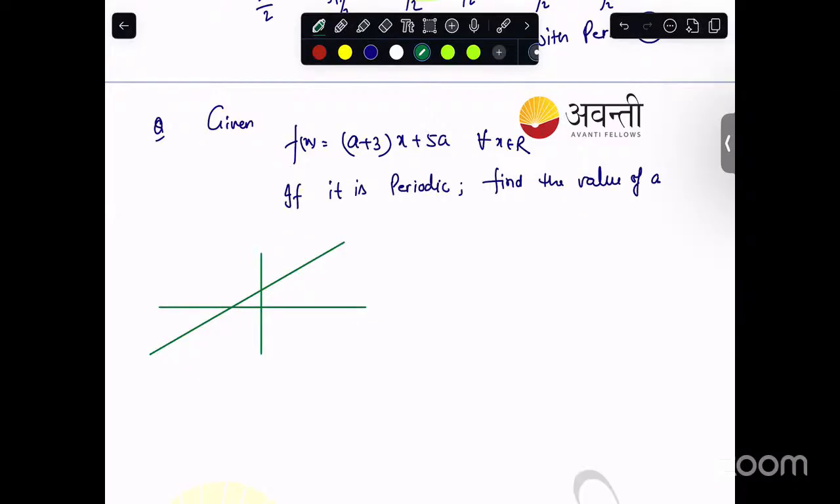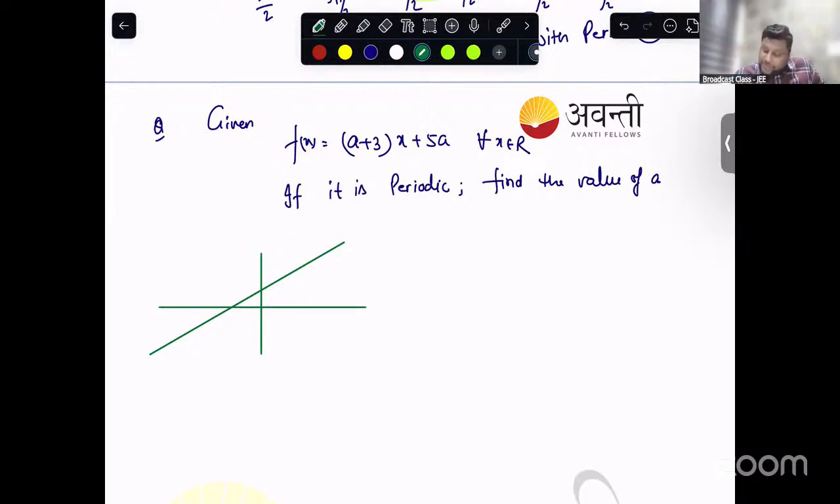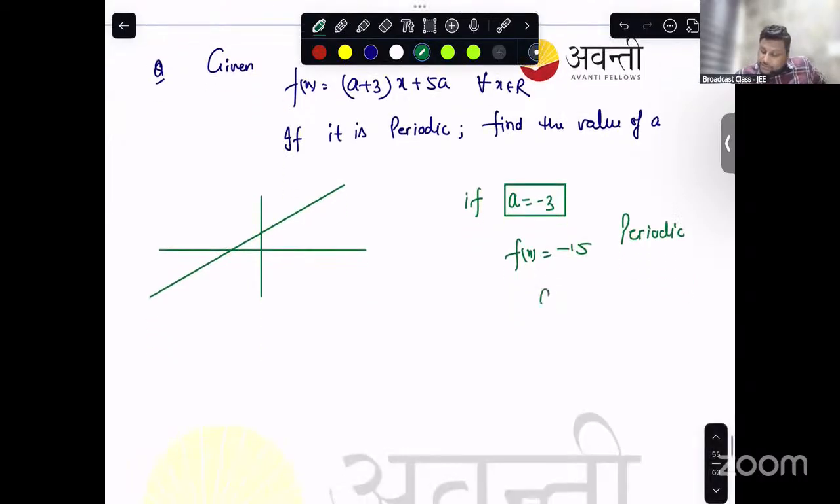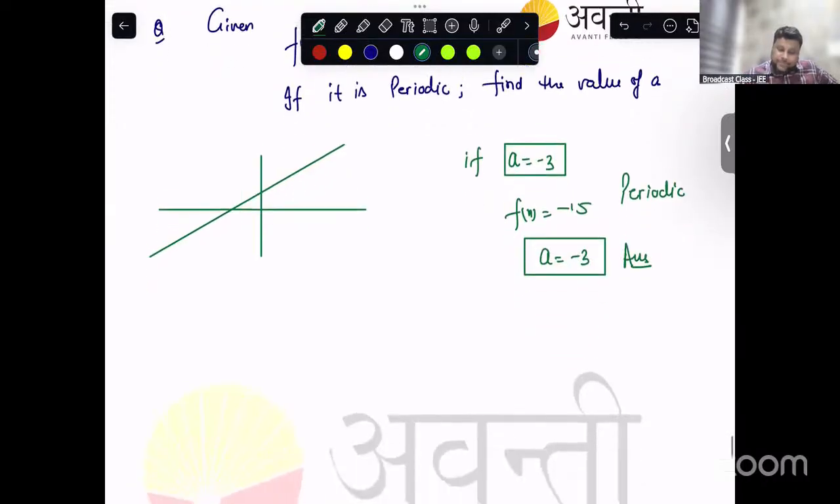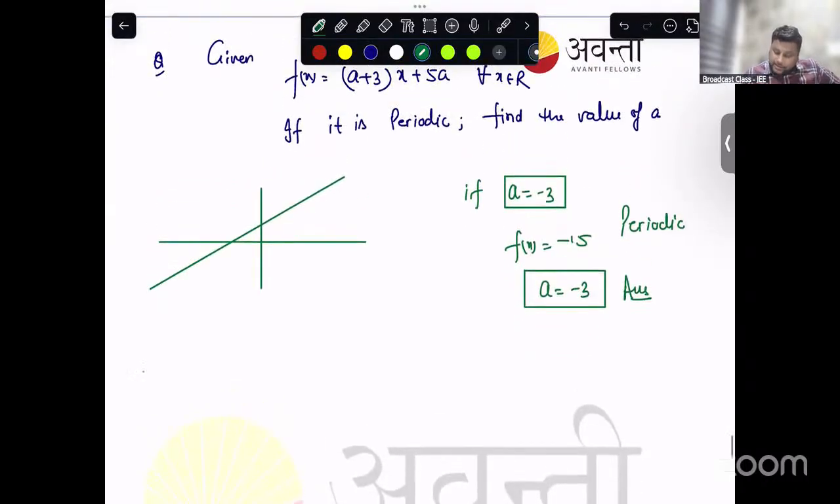Now, how to eliminate x from this function? If I take a as minus 3, your f(x) will become minus 15, which is periodic. Period is not defined, that is okay, but it came out periodic, yes or no? So that means your a is minus 3. This is your answer. Am I correct? Yes, sir.